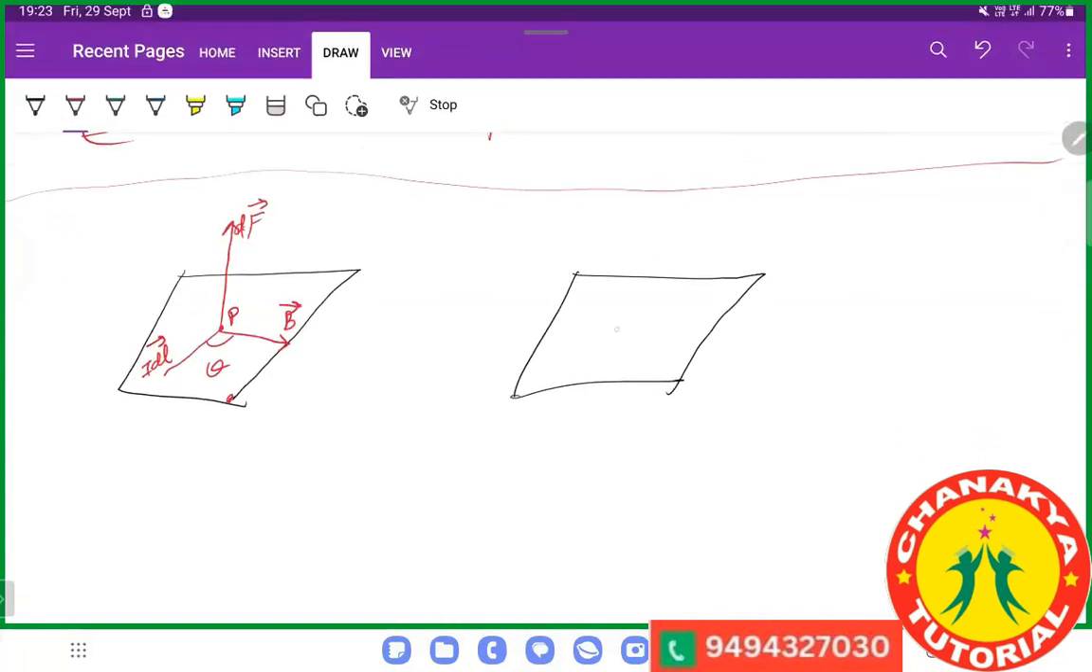Sohan, are you able to understand? Yes, sir. Oh, you're having a cough a little bit? Fever? No, sir, I'm perfect. Perfect, okay.